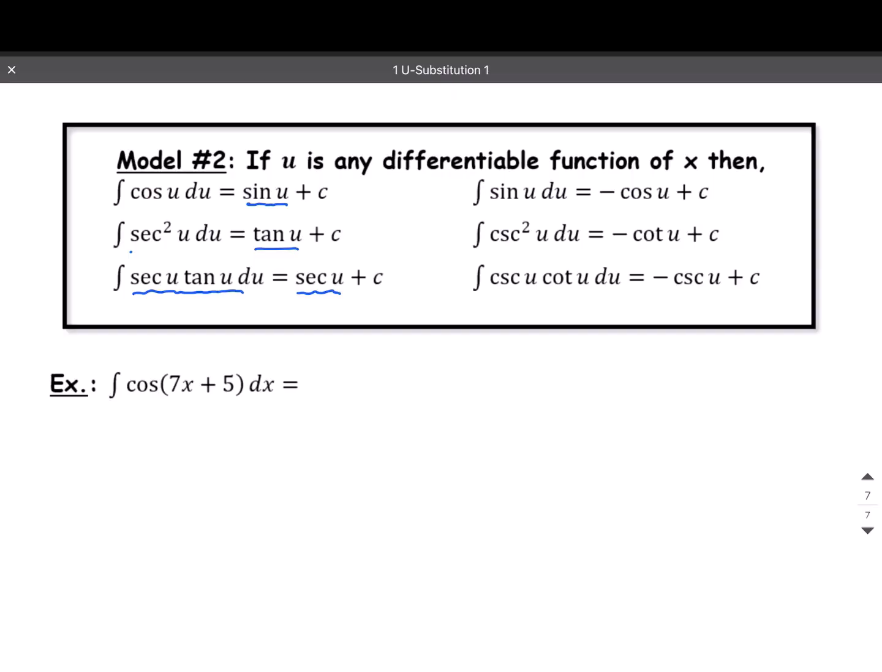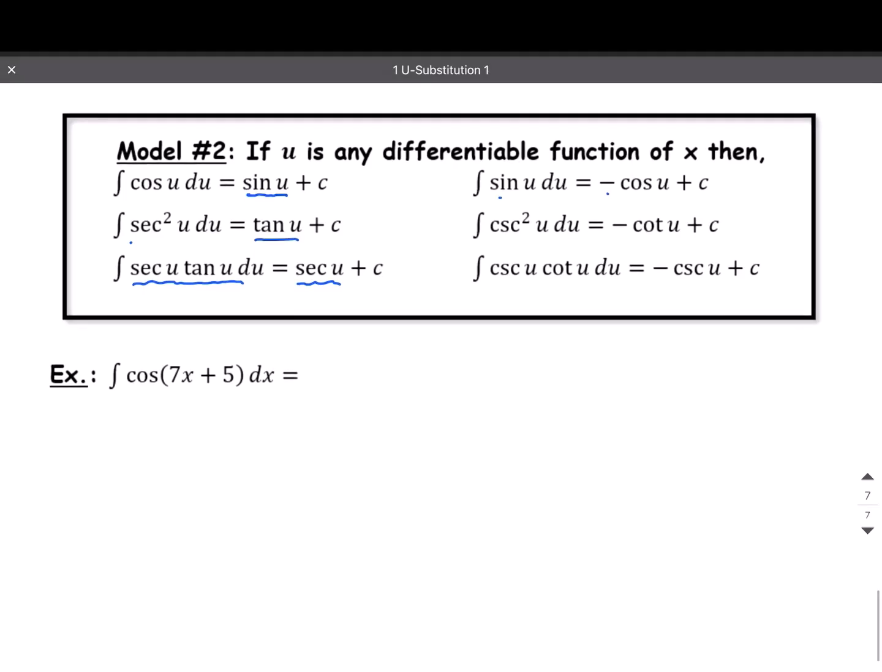The ones you have to be careful of, as always, are the cofunctions. The antiderivative of sine u is negative cosine, because remember, the derivative of cosine x was negative sine x. So therefore, the antiderivative of sine u is negative cosine u plus c. Okay, so these are all the same rules you already know. Do not panic. You know them already, or at least you're supposed to know them already.